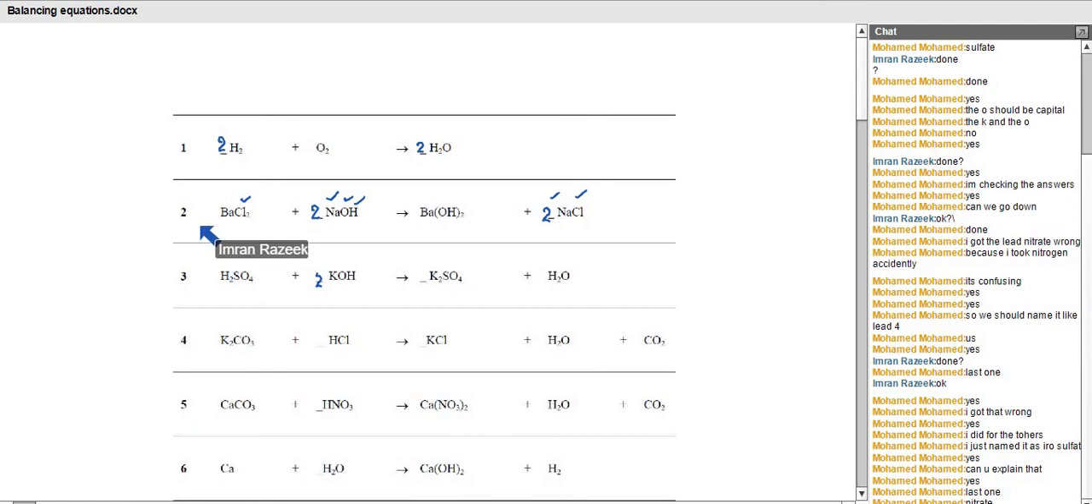And then you notice sulfur is balanced. One sulfur, one sulfur. Potassium is balanced. As for oxygen and hydrogen, they are not balanced. Two hydrogens here, two hydrogens here. 2 plus 2, 4 hydrogens, right? So I put 2 in front of water to balance the hydrogen. 4 hydrogens. And as for the oxygen, there's 2 plus 4, 6 oxygens. 2 plus 4, 6 oxygens. The oxygen is balanced.